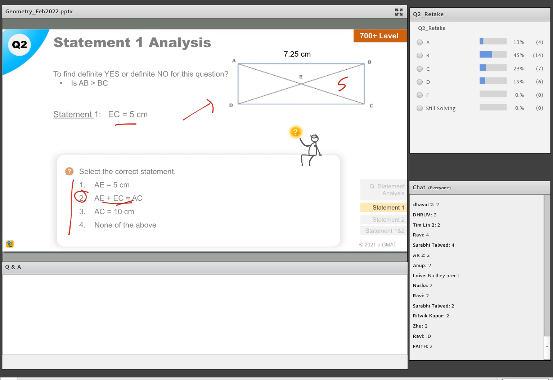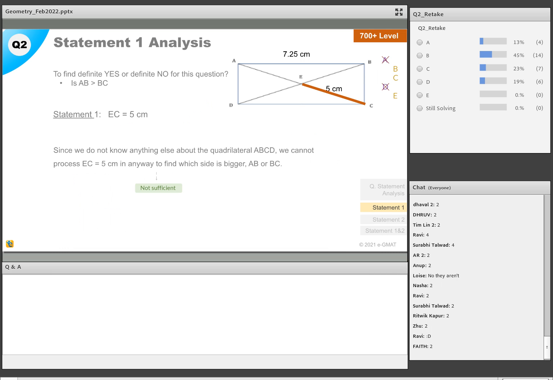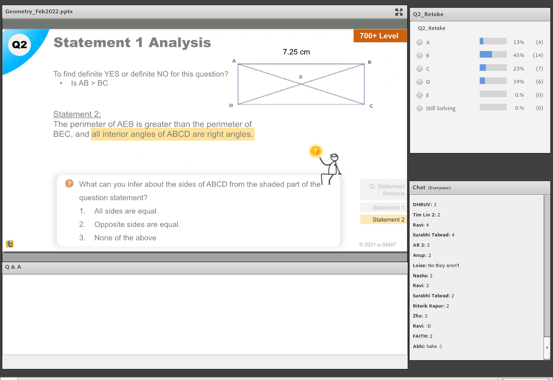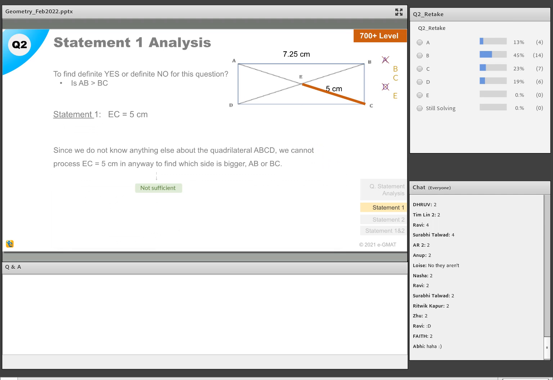Think about it. This point is anyway true, right? But fundamentally, if you analyze statement 1, the problem is based on this, you cannot do any kind of analysis that tells you about AB and BC. You have no idea. Statement 1 is practically useless in analyzing whether AB is greater than BC.